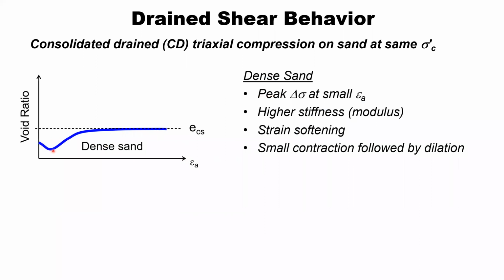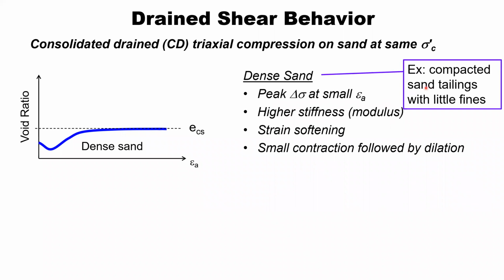There was an initial decrease in void ratio, and then the void ratio increased. That's why our strength ultimately went down. This is going to show a peak shear strength, or shearing resistance, at small strain. It's going to be relatively stiff, and undergo strain softening during dilation. This condition, what I described as dense sand, would apply to things like compacted sand tailings that have little fines. So a lot of our perimeter dikes may be constructed of compacted sand tailings. That's going to behave like a dense sand.